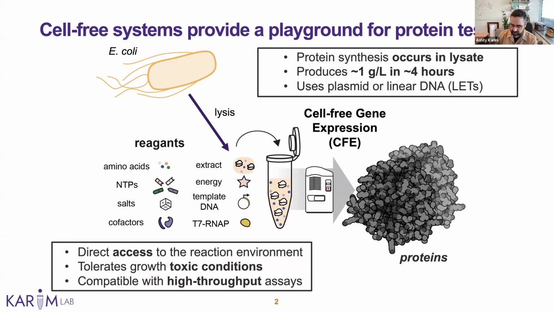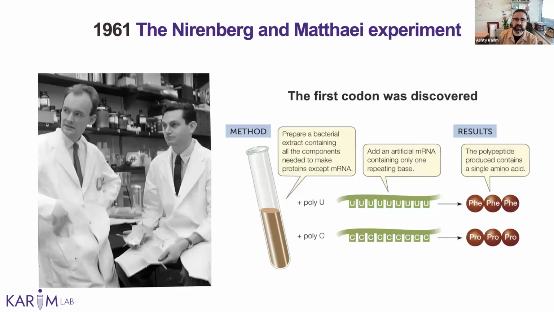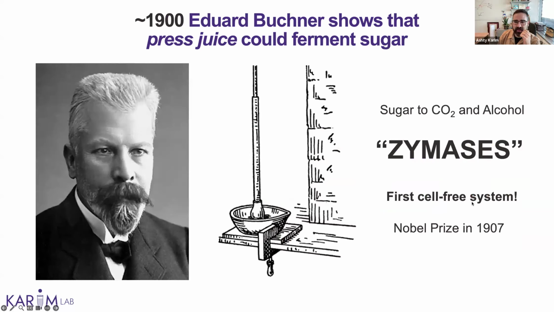And when we think about the origins of this, we often cite the Nirenberg and Matthaei experiment, where they discovered the first codon. So they created a cell-free lysate, they added mRNA, and then they made polypeptides.